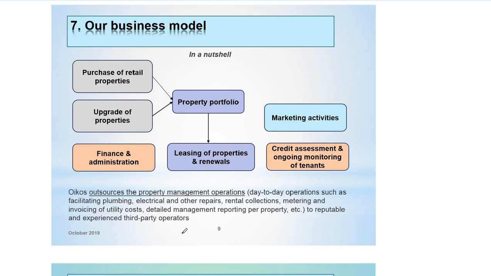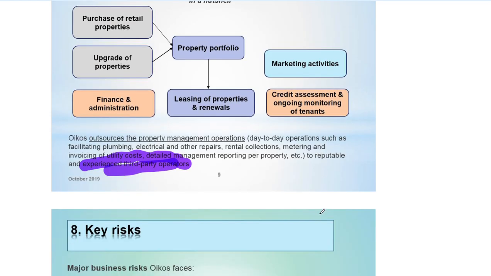to a reputable and experienced third party. So as I look at this information now, Oikos is not doing everything. Some of the services they're not doing in-house, but are done by the third party. And we're told what the third party is doing: rental collection, metering, invoicing, plumbing, and electrical.